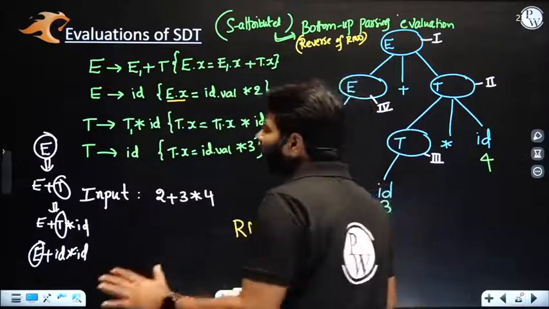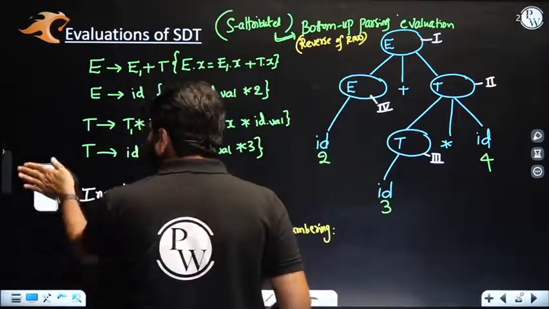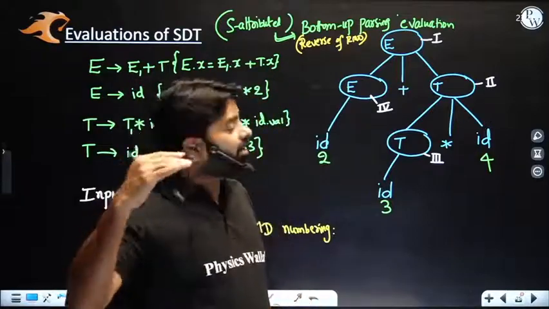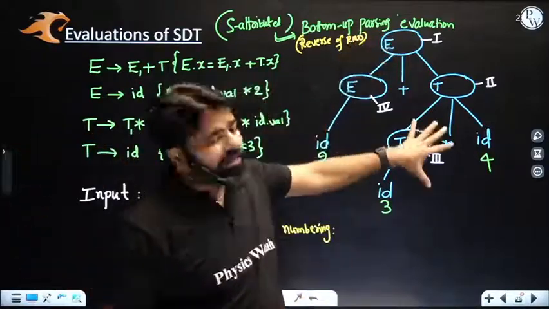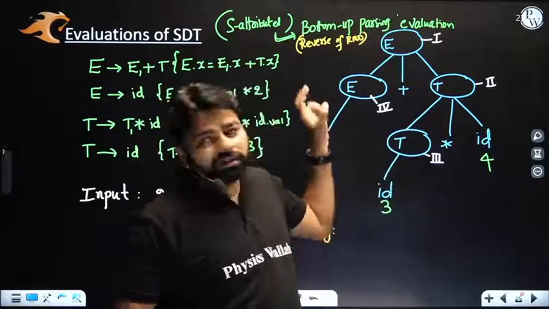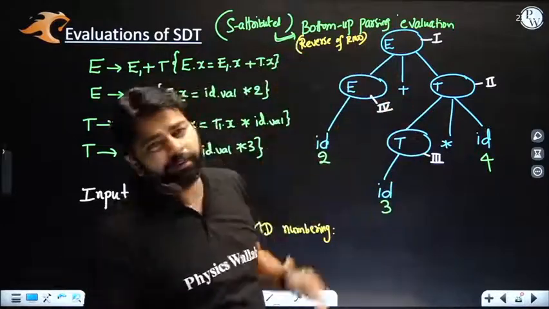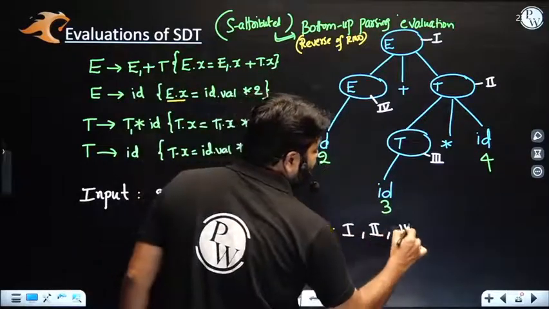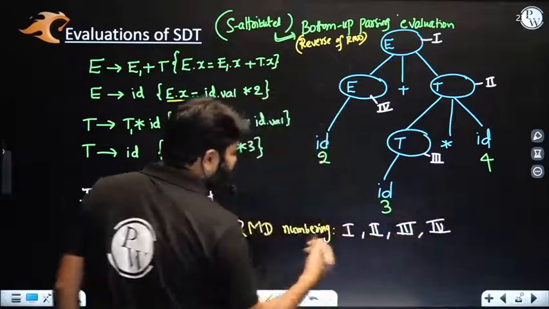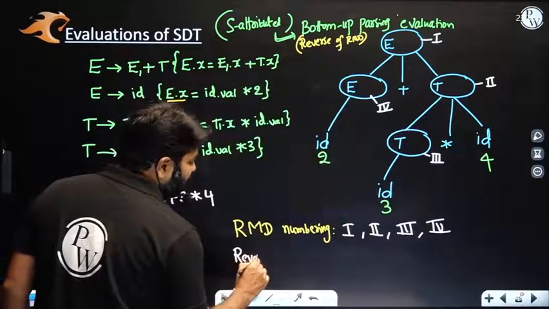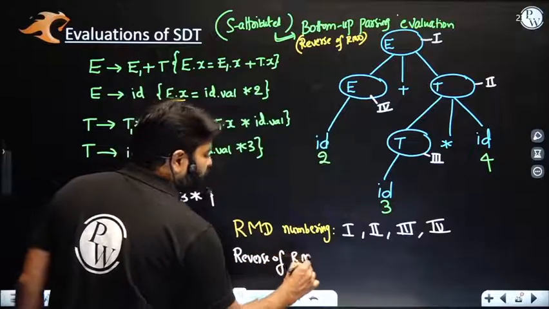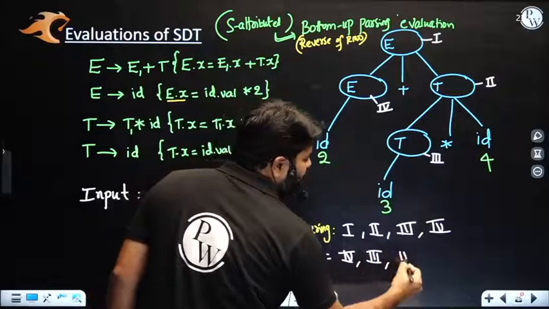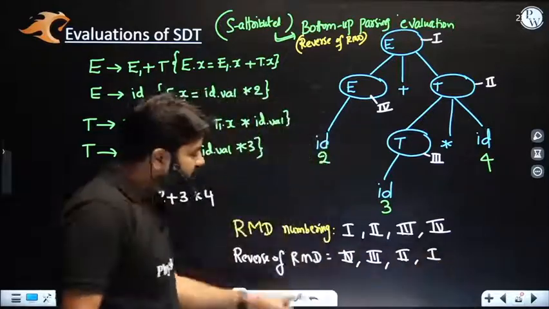Okay, this numbering you should learn. Without this, it will take time to write a number. For RMD sentences, you should know how to number it. So once you number 1, 2, 3, 4, the reverse of RMD is nothing but bottom-up parsing. If RMD is numbered 1, 2, 3, this is the order to evaluate. What is its reverse? First you should evaluate 4, then 3, then 2, then 1. That's it. This is the order you should follow now.